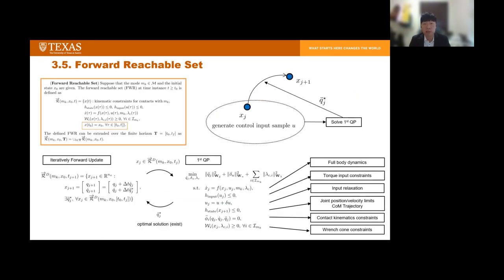So we propose a method for obtaining the forward and backward reachable sets. For a given contact mode, these methods are based on sample-wise optimization and propagation. For computing the forward reachable set, we draw random control input samples, of course satisfying the input constraints, and solve the QP to obtain the joint acceleration satisfying all constraints. The initial state can be propagated forward in this way over some time horizon.